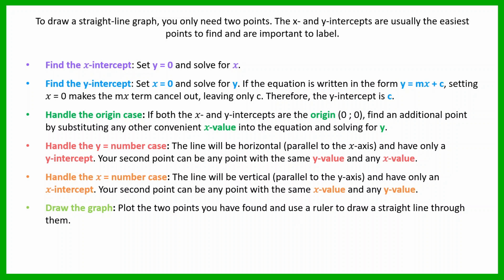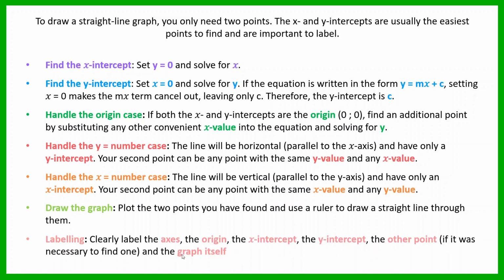Once you've drawn your graph, you then need to label everything. You need to clearly label the axes, the origin, the x-intercept, the y-intercept, the other point, if you needed to find one, and the graph itself. Okay, so let's have a look at an example where we're actually going to do this.